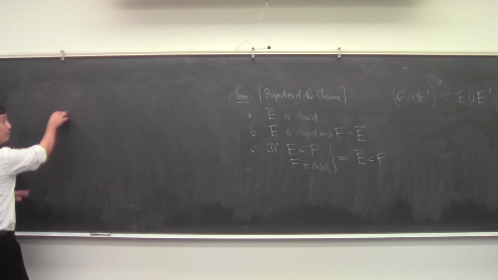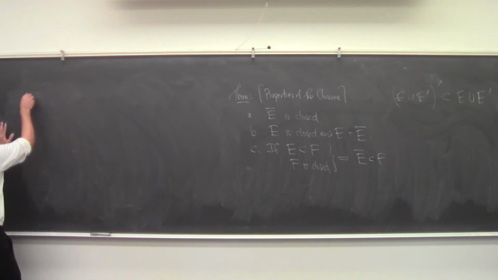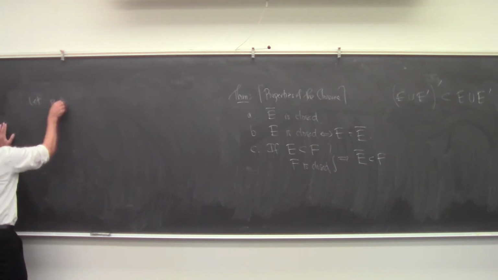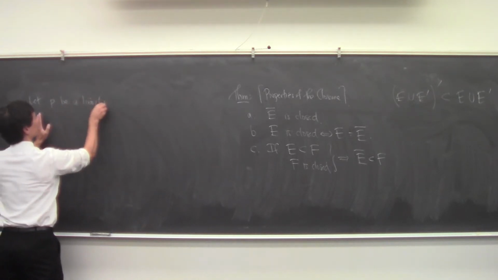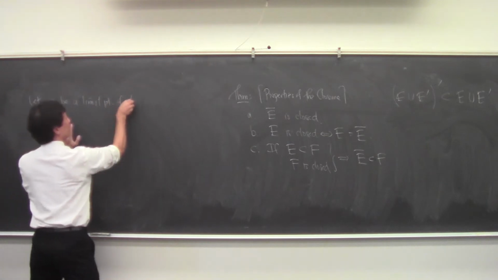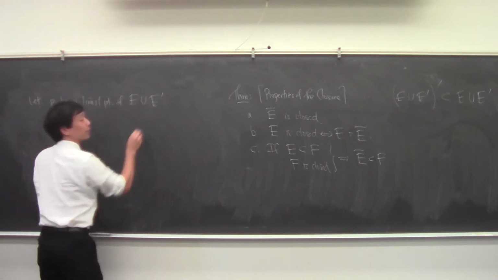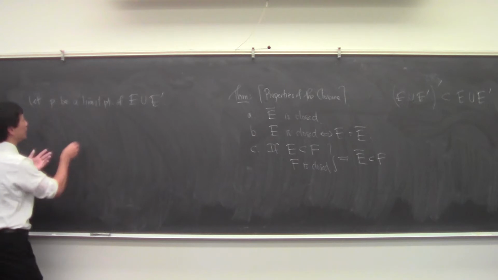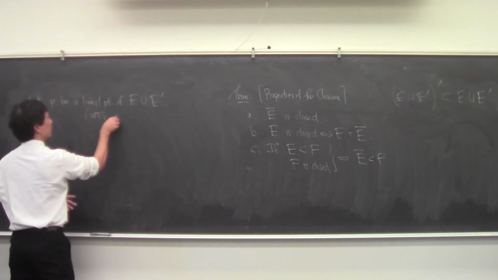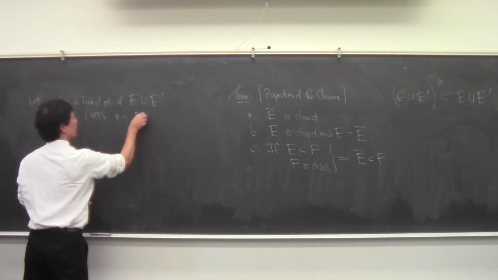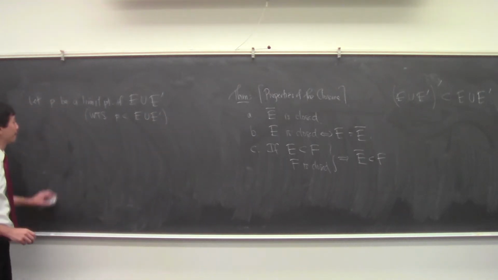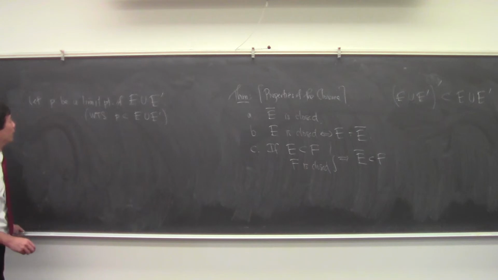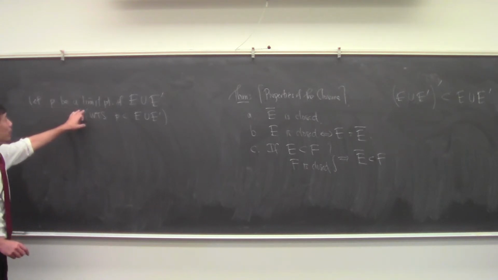Okay, so say let P be a limit point of E union E prime. We want to show that this P is actually in E union E prime to begin with. Okay. So this guy is a limit point of E union E prime.